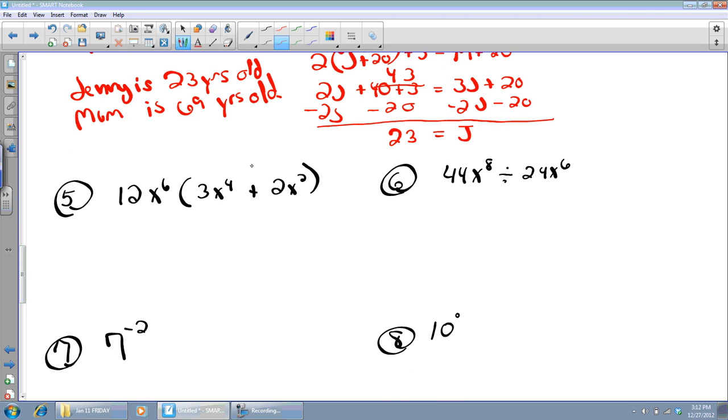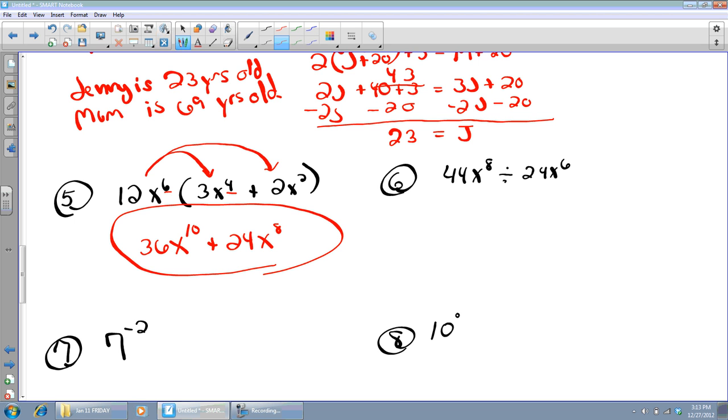The rest of the problems should go a little bit quicker. Remember that when I'm multiplying like bases, I'm going to add exponents. So I chose to use a distribution problem for my multiplication. And so here I'm going to go 12 times 3, which is 36. X to the 6 times x to the 4th is x to the 10th, because there's 6 x's and there's 4 more x's being multiplied. Altogether, there's 10 x's. Now, 12 times 2 is 24. X to the 6 times x squared is x to the 8th. And this problem is done.